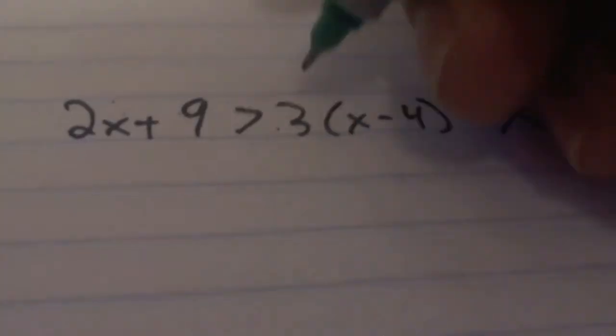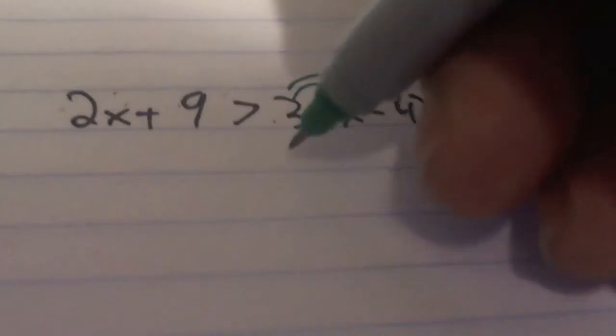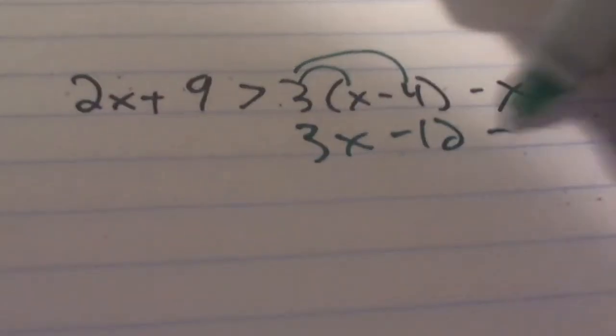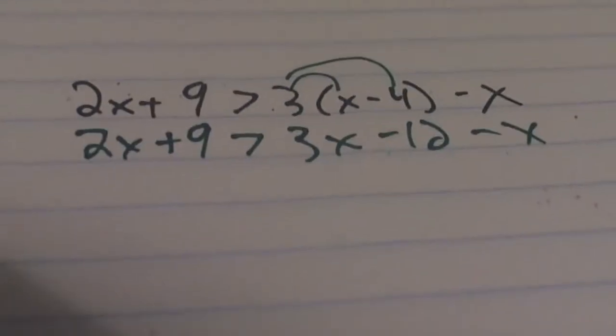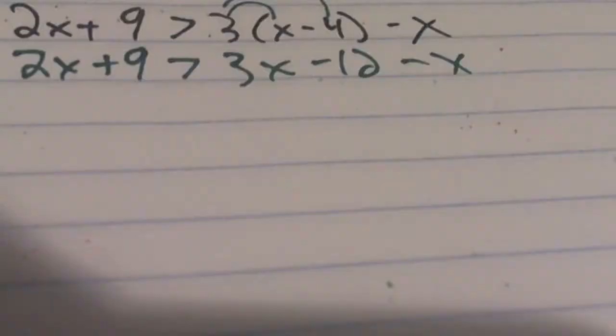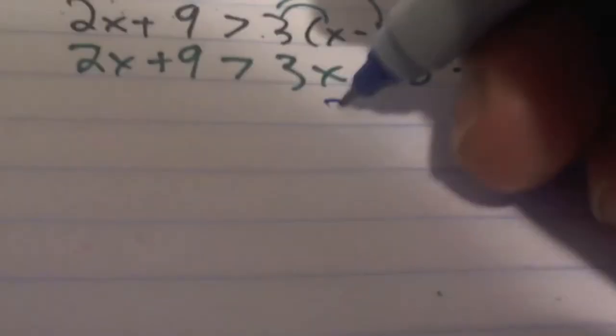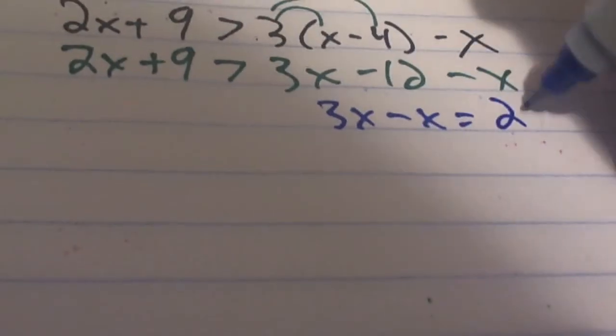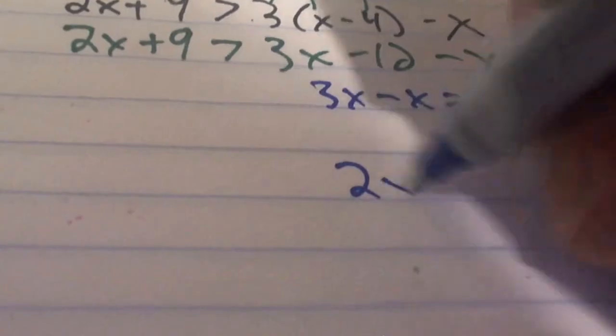So 2x plus 9 is less than 3x minus 4 minus x. Again, let's distribute. So this is 3x minus 12 minus x is less than 2x plus 9. Okay. So now let us combine our like terms. Alright. So let's combine our 3x and a minus x. So 3x minus x is 2x. So now we have 2x minus 12 is greater than 2x plus 9.